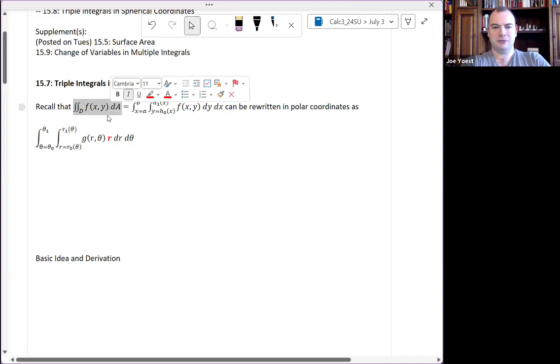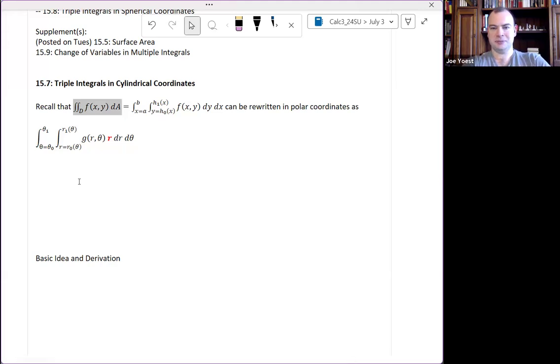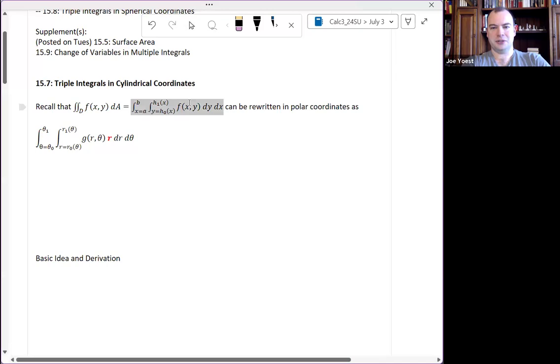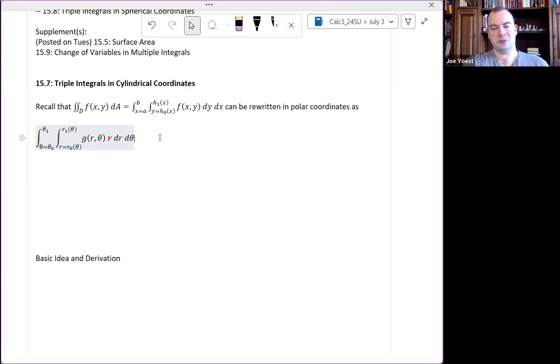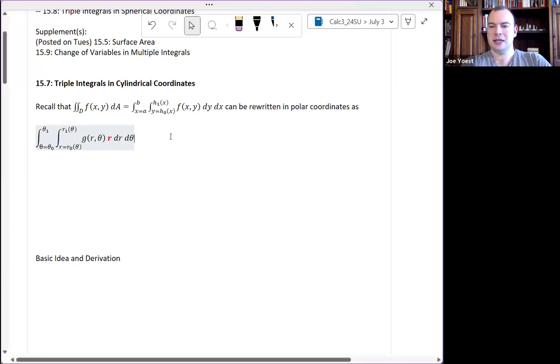So recall that if we have a double integral over some domain of some integrand f of x y dA, we can, of course, write that in terms of rectangular coordinates x and y, like this. y goes from some function of x to another function of x, and x goes from a to b, dy dx. And of course, we could write it the other way too, with y on the outside and x on the inside. Sometimes it's beneficial to do it that way. Sometimes it's better to do it this way.